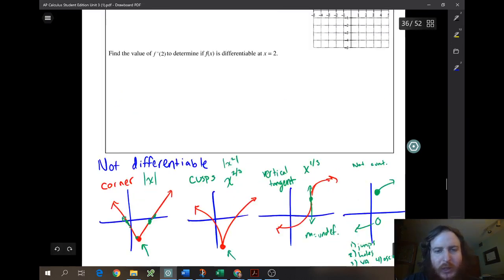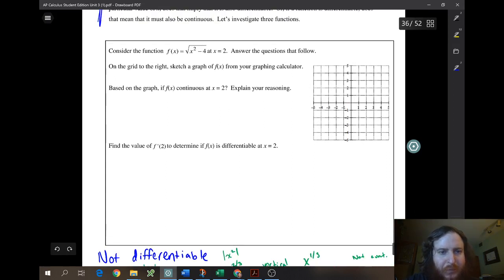Anyways, let's jump into these and explore them. Consider the function f of x equals the square root of x squared minus 4. On the graph, this is actually kind of a half circle. At positive 2 and negative 2, this creates a half circle.